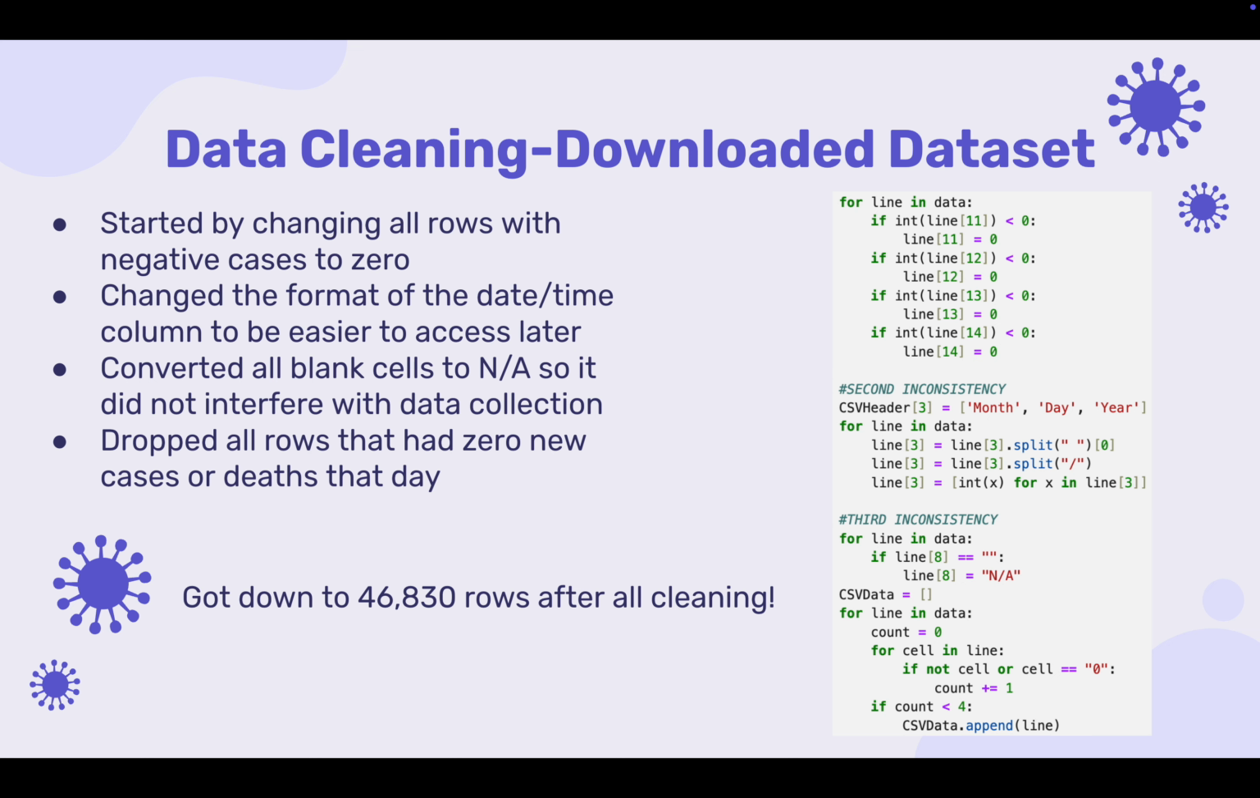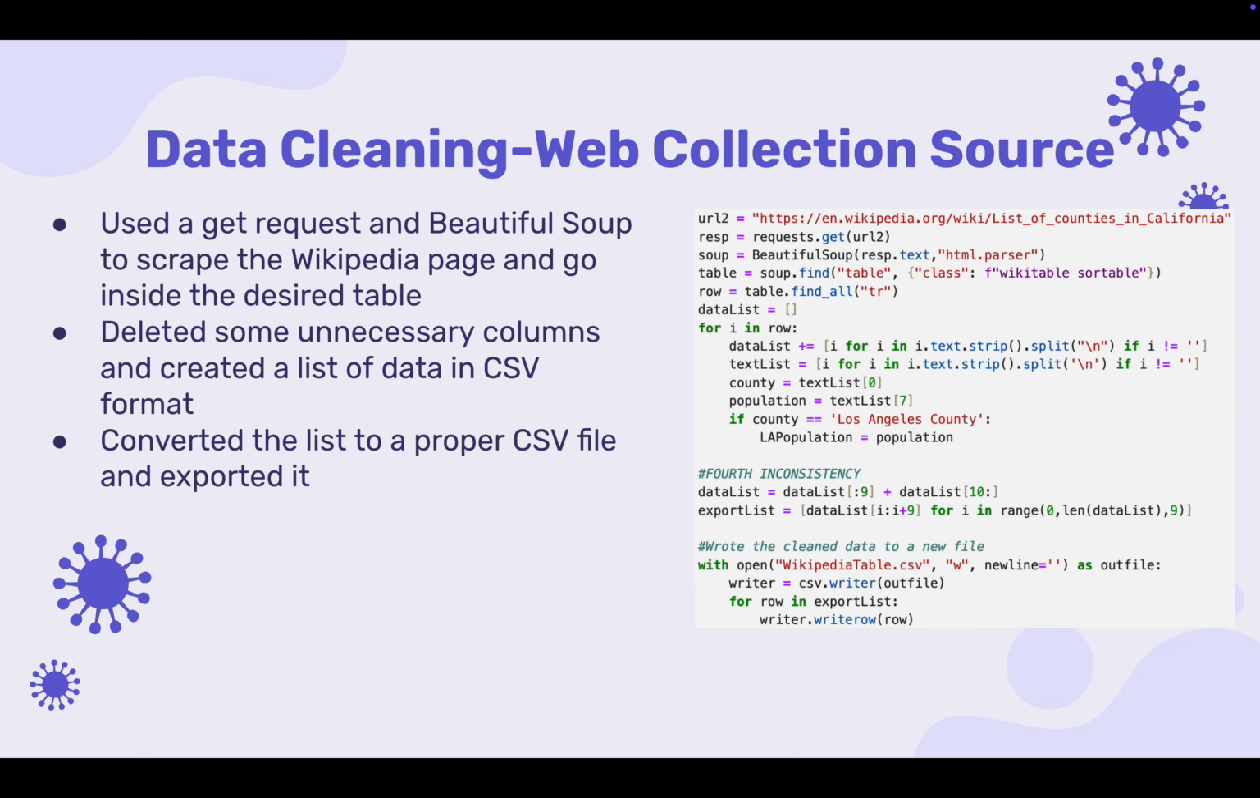So for this downloaded data set, my CSV file, I started by changing all the rows with negative cases to 0. This was a super weird inconsistency, and I'm not sure why it was like that. But some of the new cases were negative numbers, which didn't make sense. Changed them to 0 because of that. I changed some formatting with the date and time, converted some of my blank cells to NA so they didn't affect my data collection. And I dropped all of the rows that had 0 new cases or new deaths throughout the entire day because I didn't need them for anything else. And I got down to 46,000 rows, give or take. So that was a little bit less than I started with.